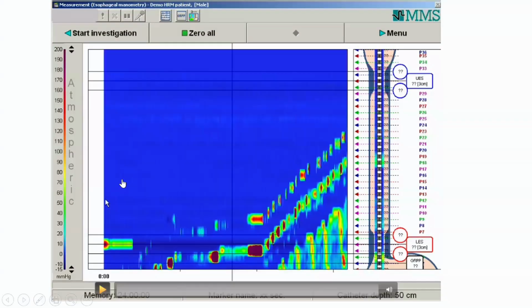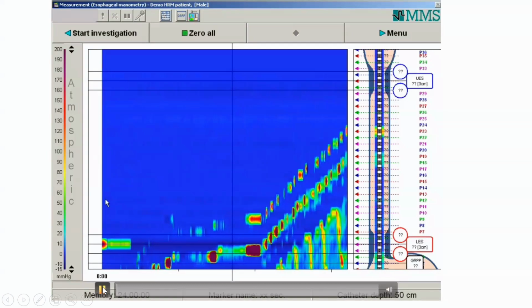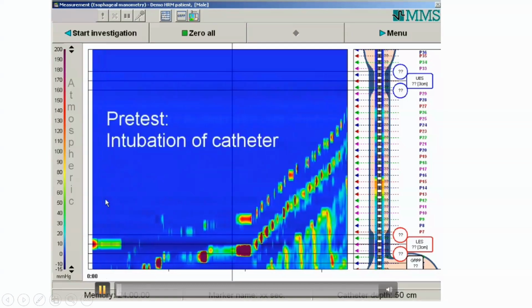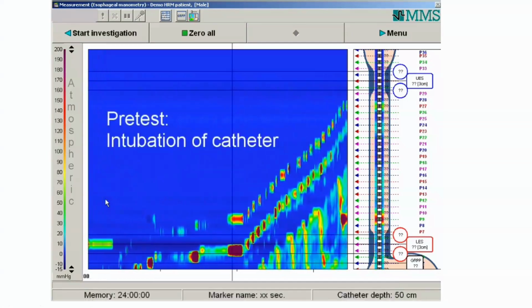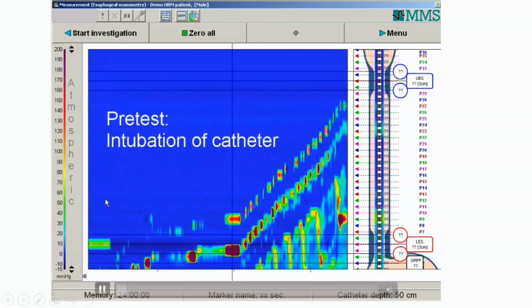So if you show me now again on the video, please, how do you know you've inserted the catheter and it's in the right place?